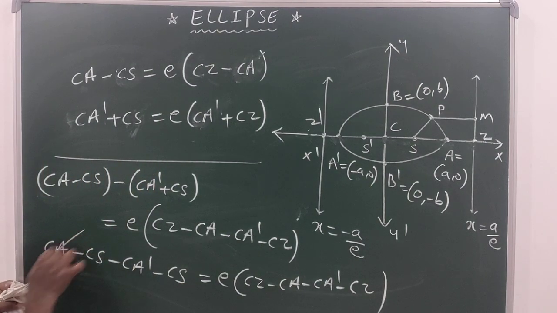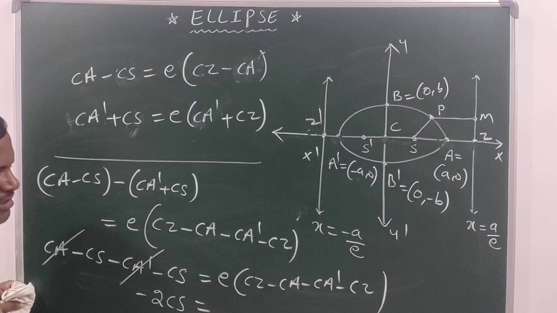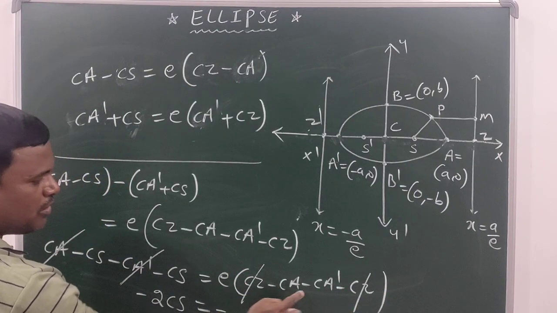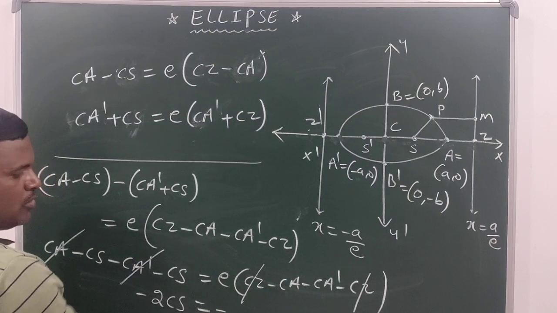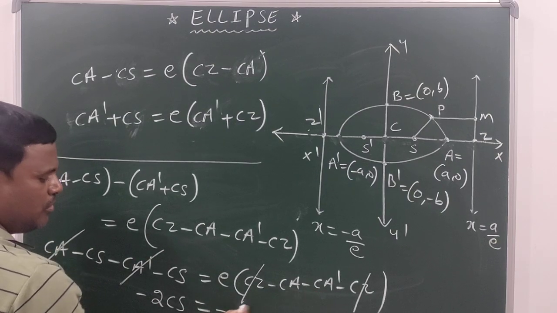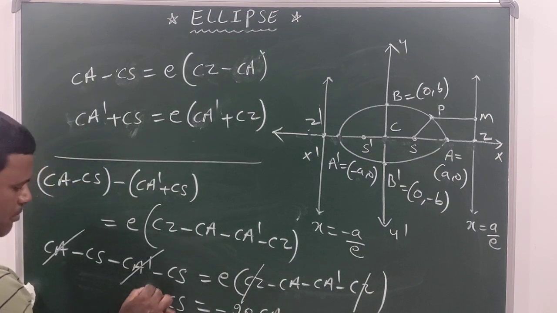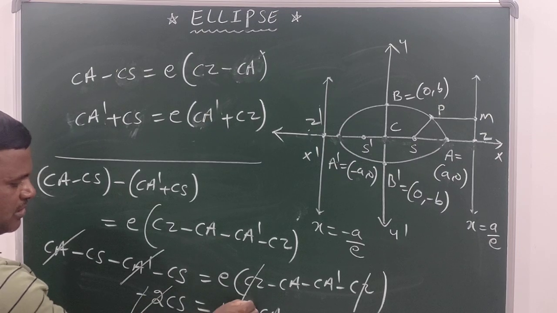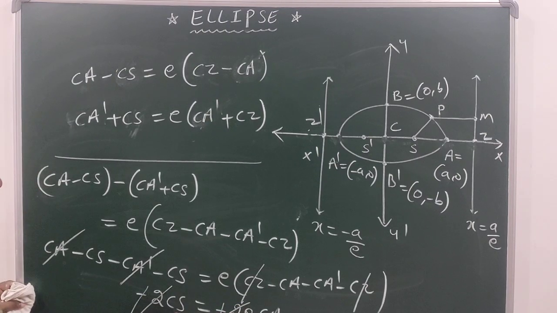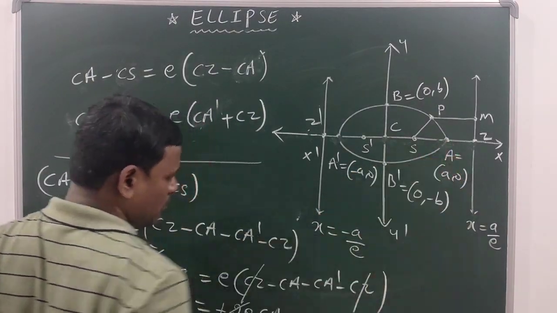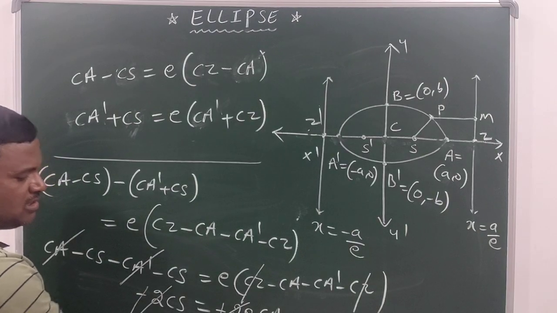In this figure both are equal, hence both will get cancelled. Here minus 2 into CS. And here, what can we cancel? These two are cancelled. What is left? Both are equal quantities, so here CA, CA. So minus 2E CA. Minus cancels, 2 cancels. So what is left? CS is equal to E times CA. In this figure, how much is the CA length? Small a units. So in place of CA, put small a.